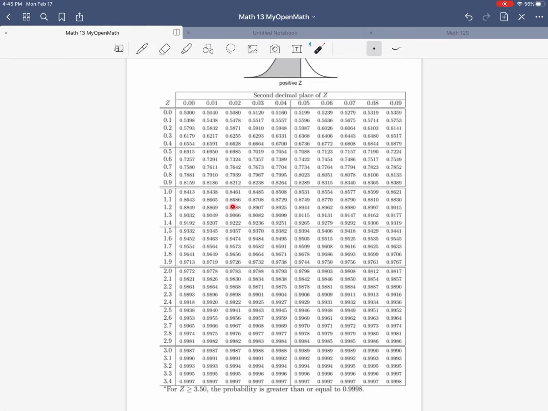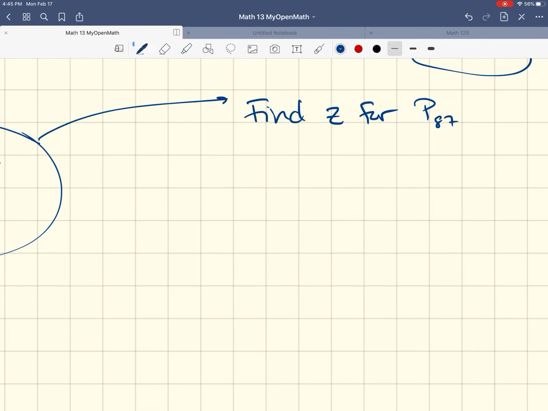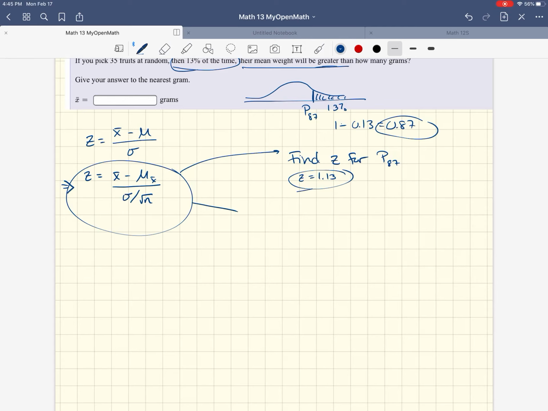So looking here, I've got 86, 86, 8708. That one's pretty close. 0.8708. So I'm going to use the z-score 1.13. Okay, going back to what we've got, we're going to do 1.13. Okay, let's put these all together.